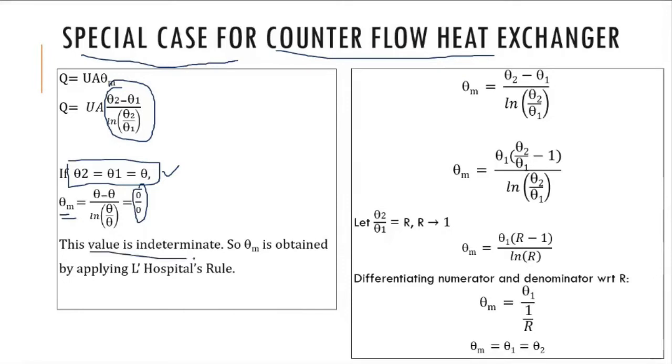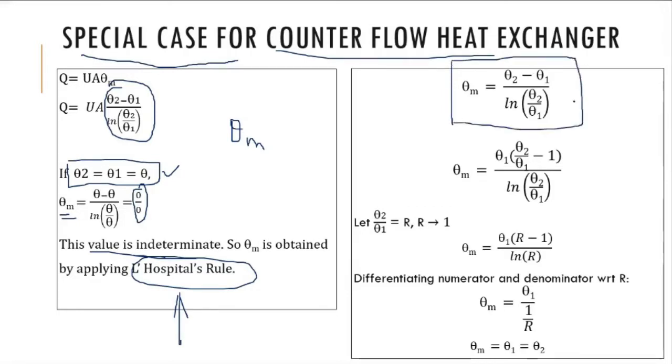Now this is indeterminate. So in order to find out theta m value, we are going to use L'Hospital's rule. You people remember what is L'Hospital's rule? Yes, sir. Okay, this is used to calculate limits. So we will convert this question as a question of limits. Here I have rewritten the equation for theta m. Theta m is equal to theta 2 minus theta 1 by ln theta 2 by theta 1.